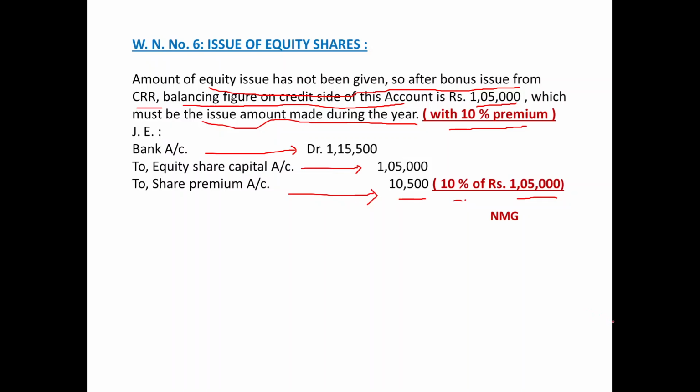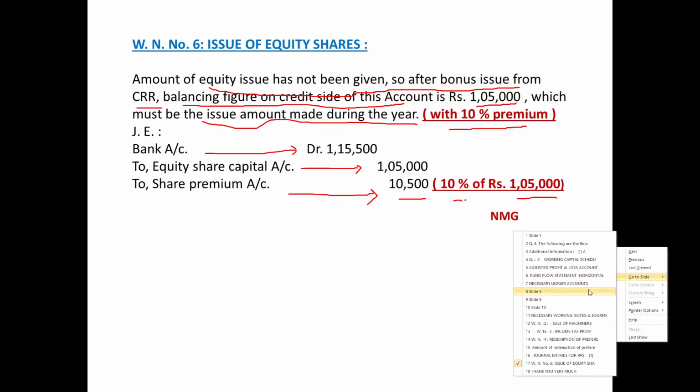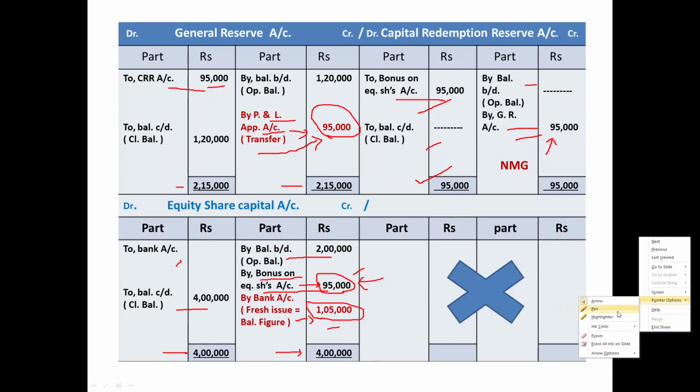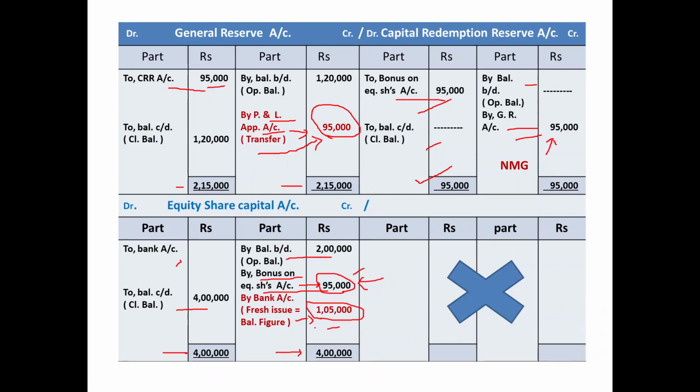First of all, you have to complete the RPS process, use the created reserve for the purpose of bonus to equity shareholders, then come to the equity share capital account and decide the balancing figure, which would be the fresh issue made during the year, 1,05,000, and on the basis of this amount, the share premium amount would be 10,500. Posting: bank account debited, equity share capital account credited 1,05,000, to share premium.